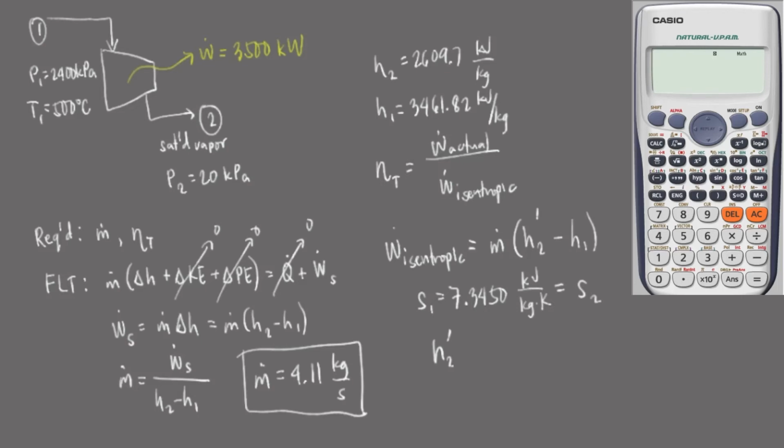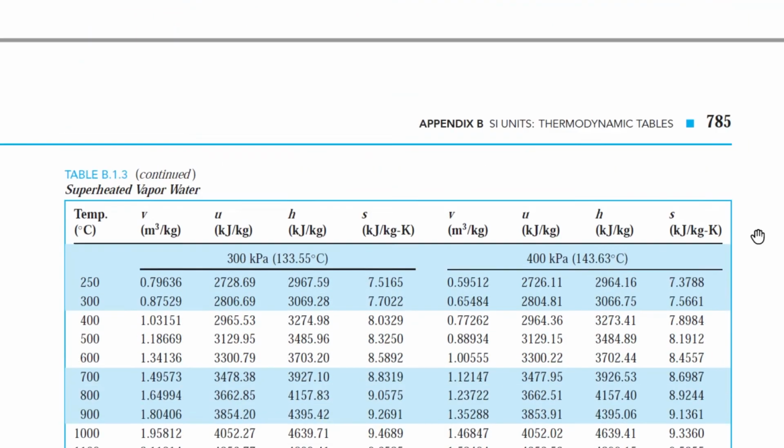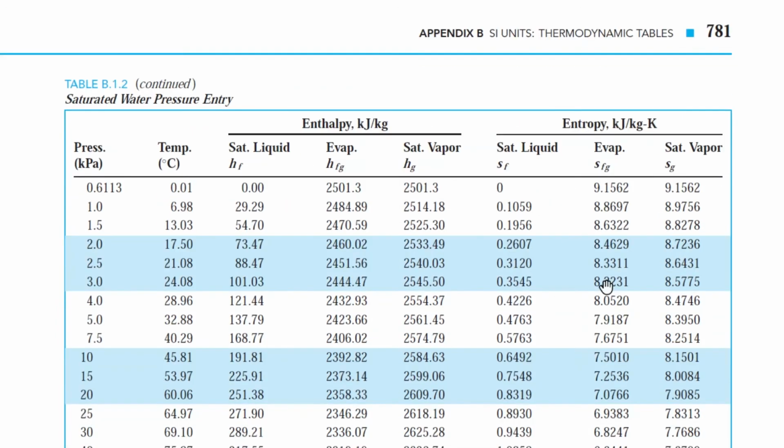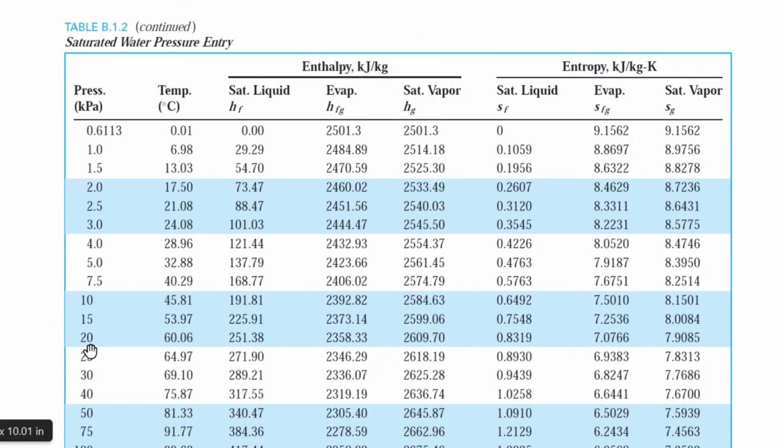Let's go back to our steam table. Let us take a look at our saturated steam entries, and then we will look for 20 kilopascals of pressure. For a saturation pressure of 20 kilopascals, our specific entropy ranges from 0.8319 from the saturated liquid to 7.9085 for the saturated vapor. Our specific entropy is 7.3450. It is in between, meaning that our stream 2 is now a saturated mixture. It's a mixture between saturated vapor and saturated liquid. For that, we have to identify the quality of the steam before we apply that to the enthalpy.